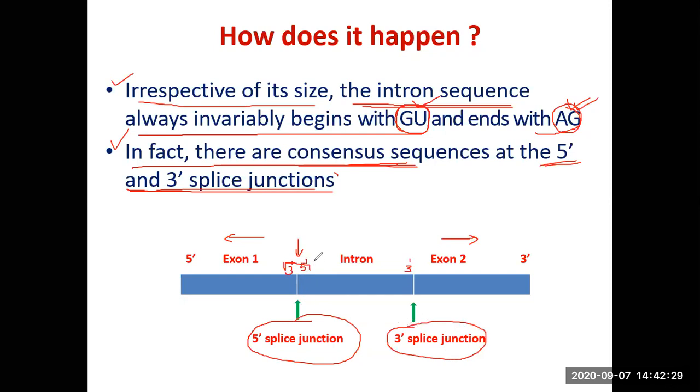You must very specifically remember what is meant by 5' splice junction and what is meant by 3' splice junction. This is the upstream exon, this is the downstream exon. We are taking a simplified case wherein in a split gene you have only one intron and two exons, right? So let us see how this intron is very precisely removed from the RNA transcript to generate a mature messenger RNA. So please remember what is meant by 5' splice junction and 3' splice junction.